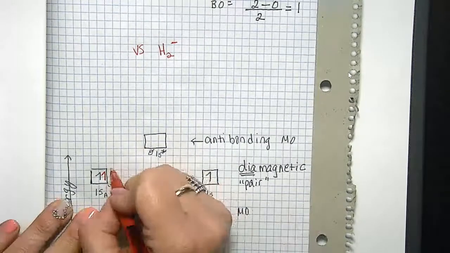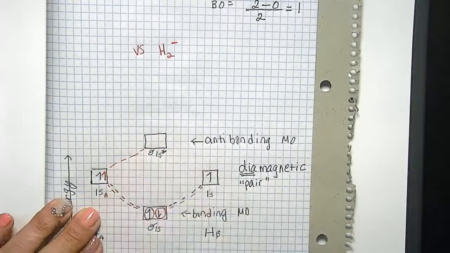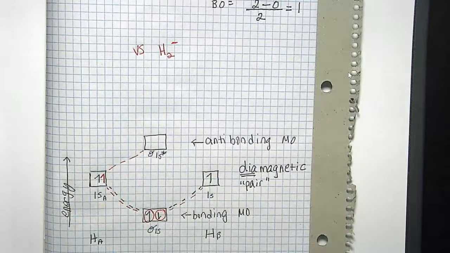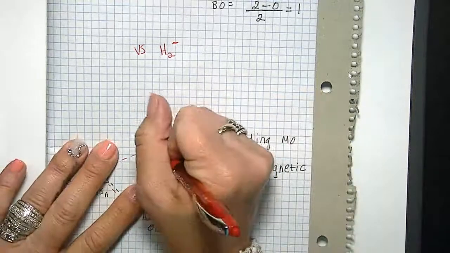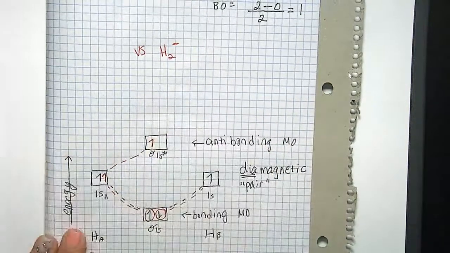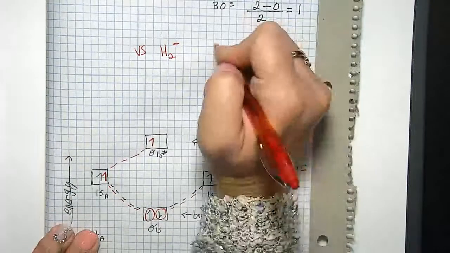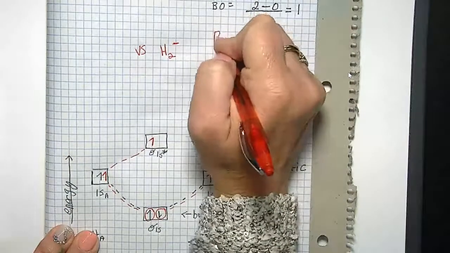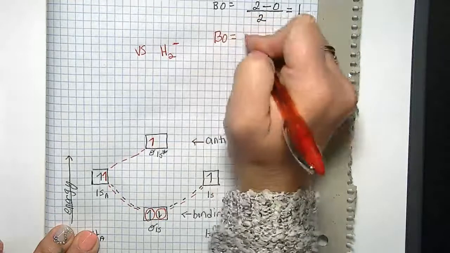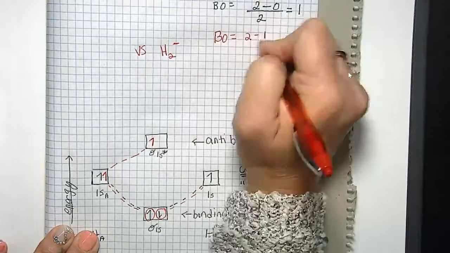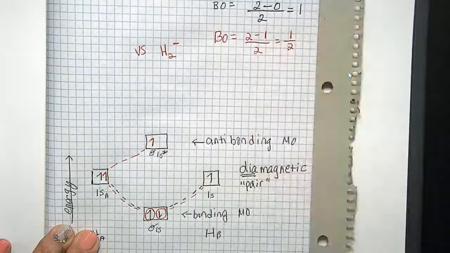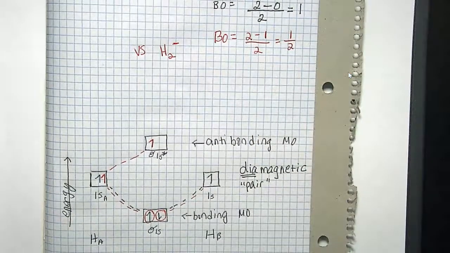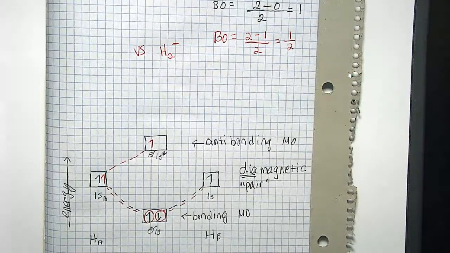Where is it going to go? To the top. The only place it's got to go is to the top. So now the bond order has changed. The bond order goes from 1 to 1/2. Okay.